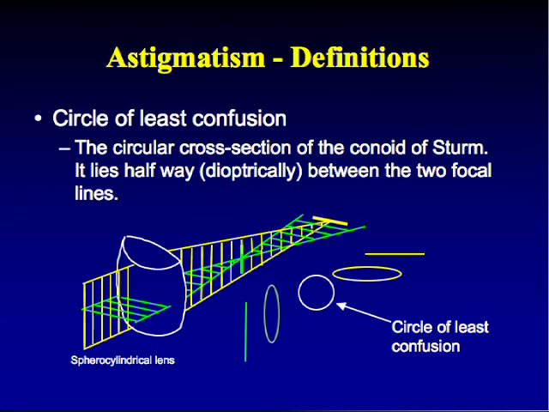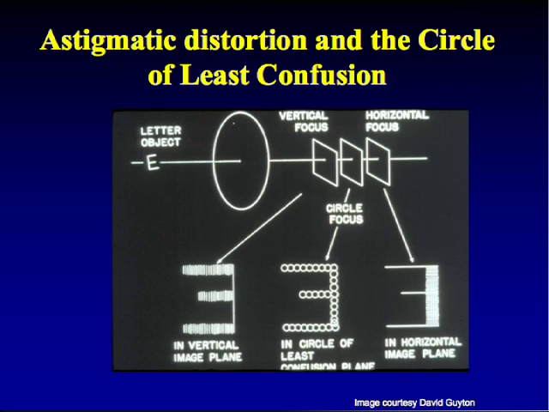The circle of least confusion is the circular cross-section of the conoid of Sturm that's halfway in diopters between those two focal lines. So if this focal line is 4 diopters or 25 centimeters away, and this one's 2 diopters or 50 centimeters away, then this one's going to be halfway in diopters, so it's going to be 3 diopters or 33 centimeters away. And why do we call it the circle of least confusion? Well, it's where there's least distortion of the letters as you try to read them.